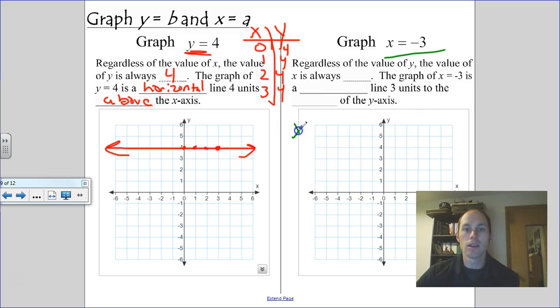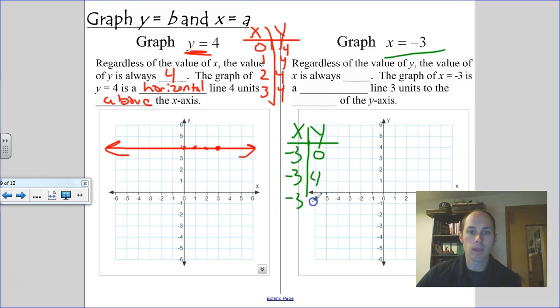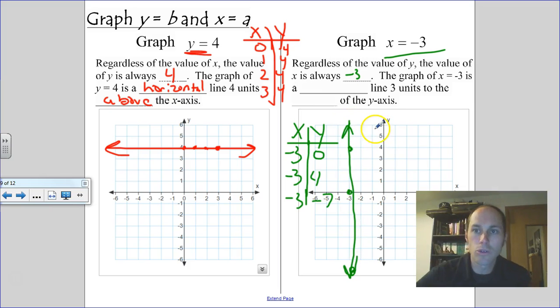So same thing, x equals -3. So regardless of what y is, x will always be -3. And we could have multiple different values. But x is always -3, y can be anything. Okay, so the graph of x equals -3, I plot my points here, 3, -7, and we see that it is a vertical line. Not a very straight one that I drew, but I should use a ruler next time.